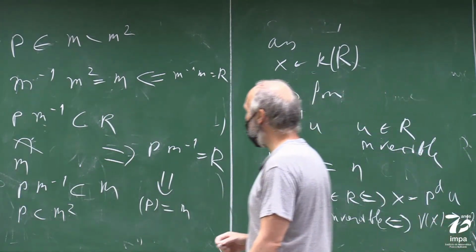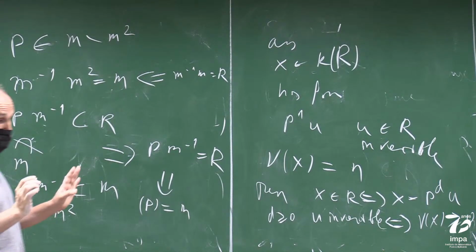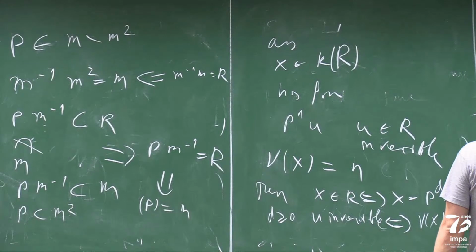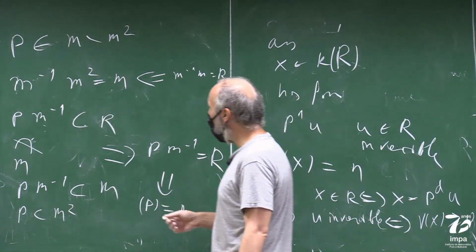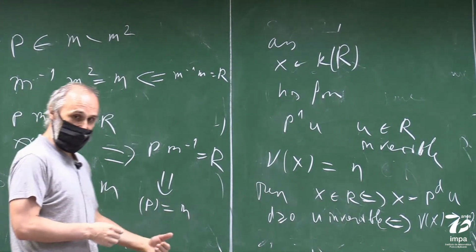Every time we use this assumption obtained in step 5, that M minus 1 is R, which is crucial. Okay, so this gives us that M is a principal ideal.